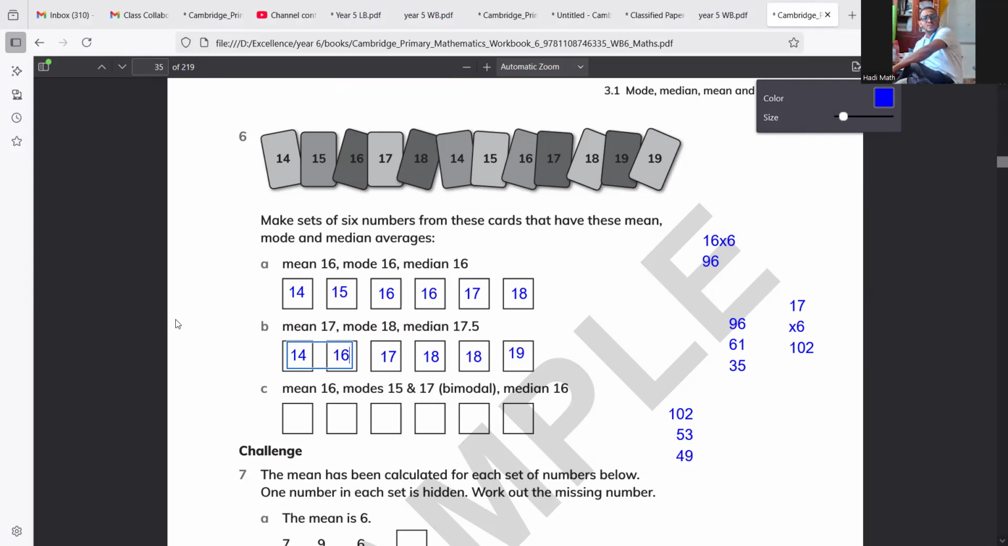They say the mean is 16 and the mode is 15 and 17. So we have two numbers repeated more than once, which is bimodal. So we have to start from here. We make two 15s, this one 15 and this one 15. Okay, this one is 17. Why do I make this 15 and this 17? Because you say the median is 16. To be 16, they should add together, divide by 2, give us 16. So this one gives us 16 when we add them together, and this one is also 17.